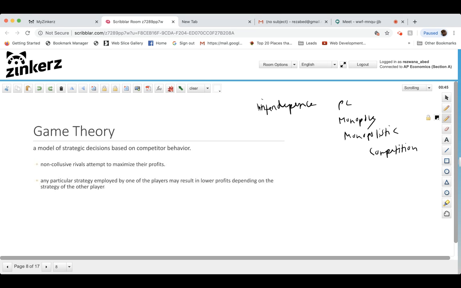So this is why we economists bring up this thing called game theory, which is basically just a branch of mathematics. What game theory does is offer a good framework for understanding how firms actually act in this context of interdependence.